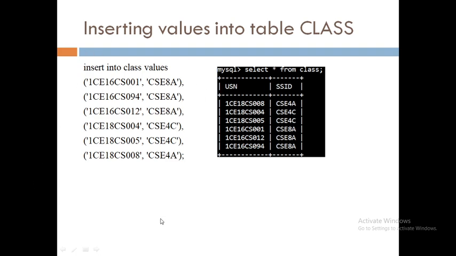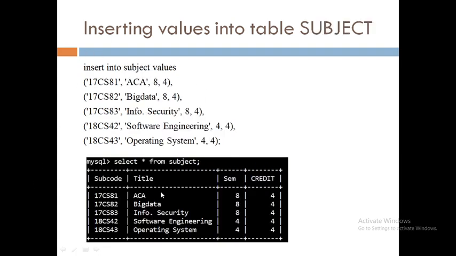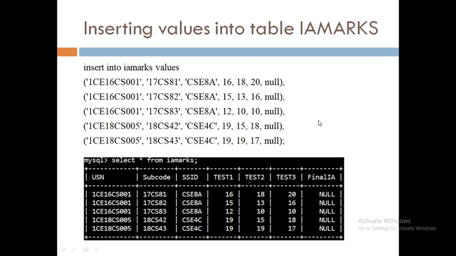So inserting the values to class table and then insert into subject. And remember one more thing here: final IA is a derived attribute. It can be calculated using the marks of test 1, test 2, test 3. So that's why initially you put null values for final IA. While inserting the values to IA marks, you keep null values for final IA.